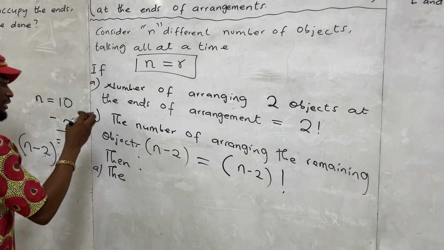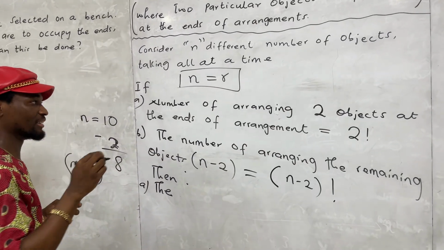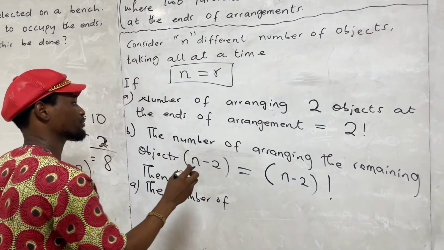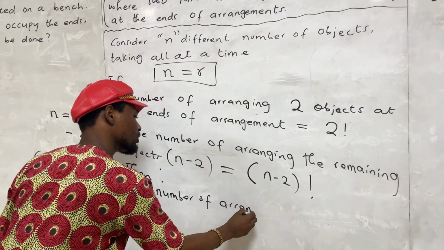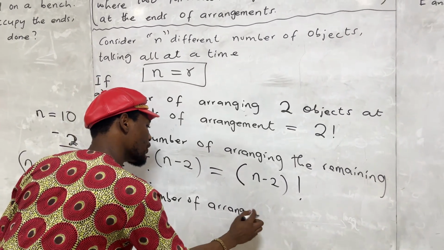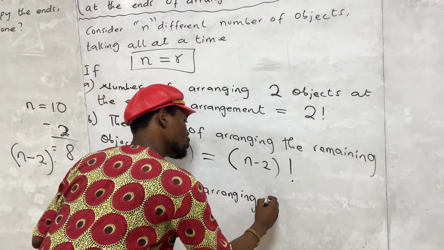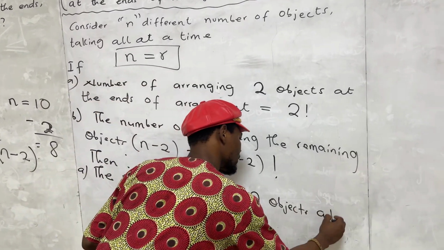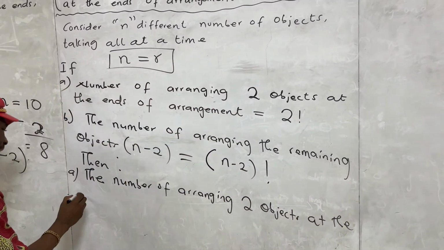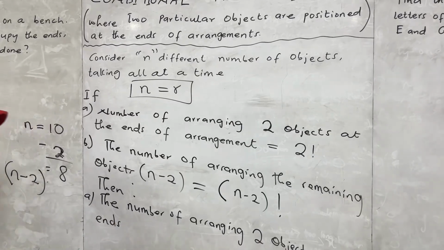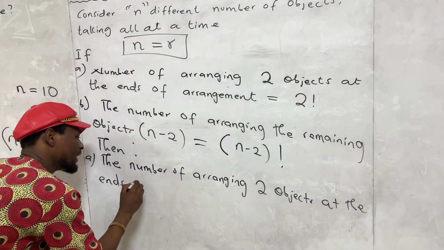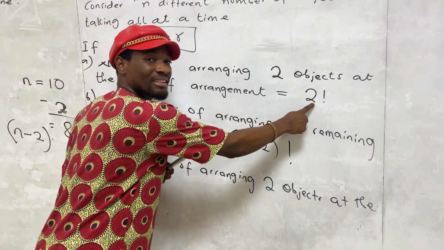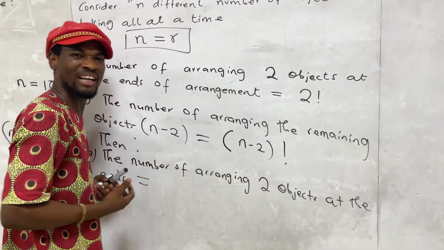So you say the number of arranging two objects at the ends is given by, viewers, what you do is you multiply this by this expression and that gives you the formula.